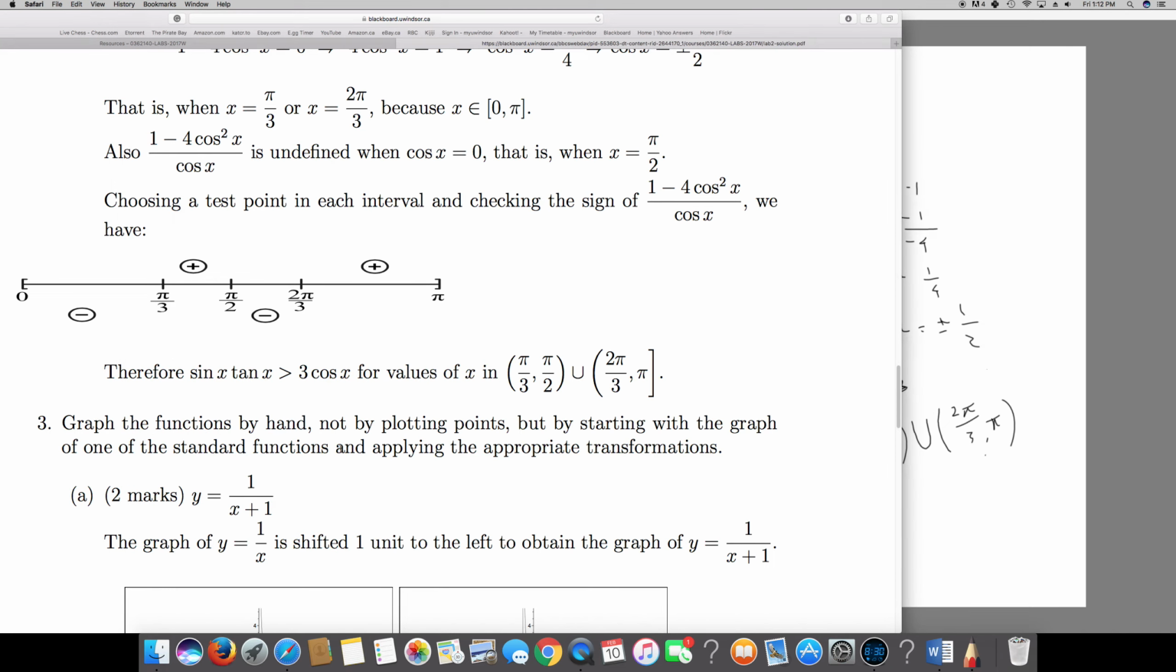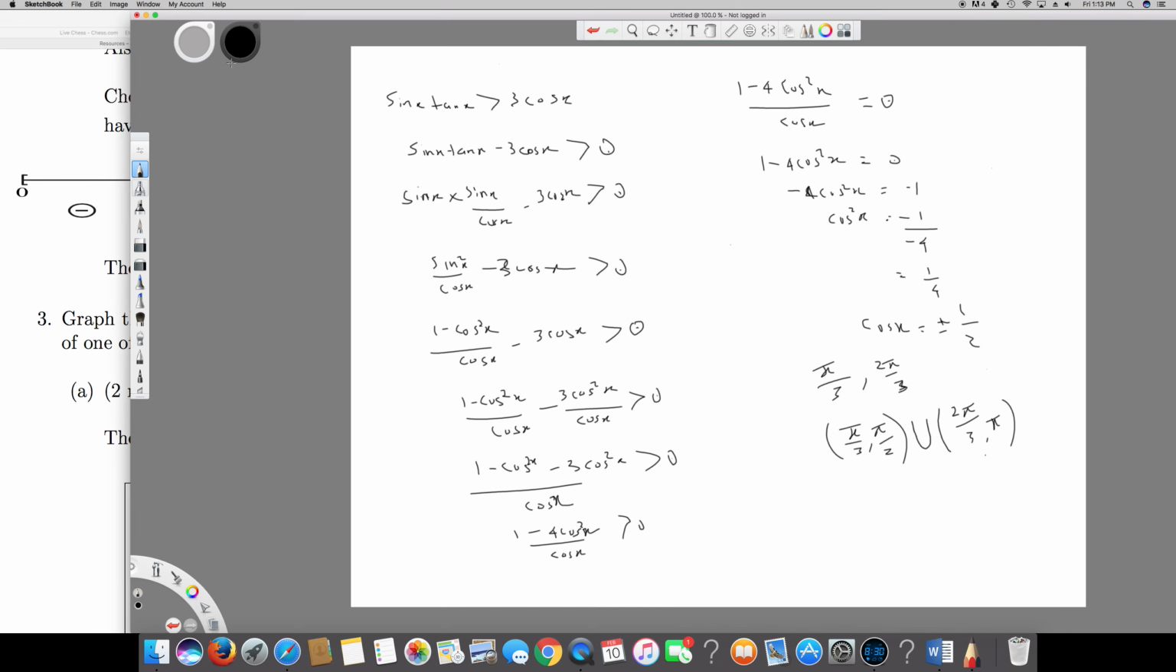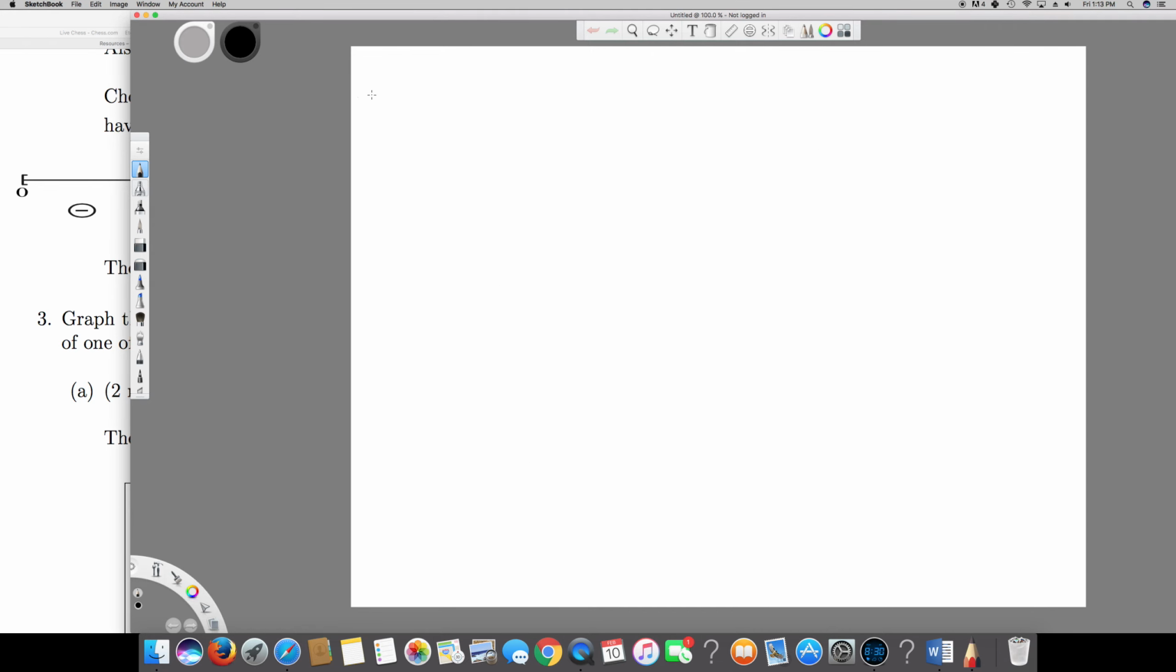And the next question is asking: graph the function by hand, not by plotting points, but starting with the graph of one of the standard functions and applying appropriate transformations. So we have to draw the graph for now. They are going to give the equations, so whatever they give, we just draw the graph.